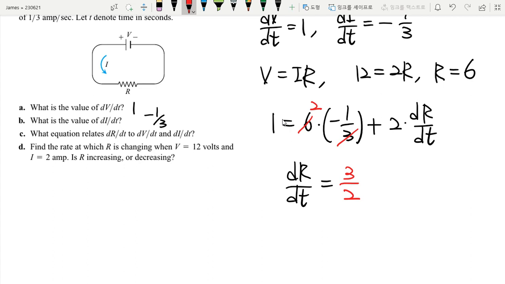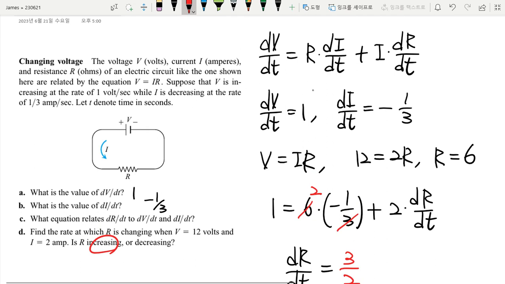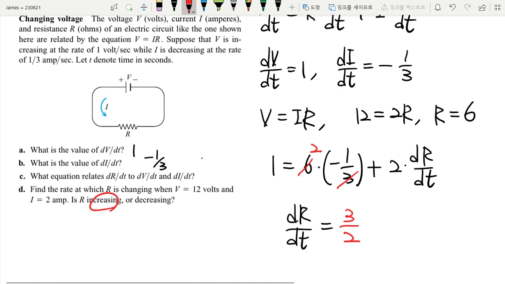So is it increasing or decreasing? Increasing, because the sign is positive. In this situation, the voltage is increasing. Usually, if resistance is constant, when voltage is increasing, the current will also be increasing. But in this situation, when the voltage is increasing, the current is decreasing. So that means the resistance is increasing. That's why dR over dt is increasing in this case.